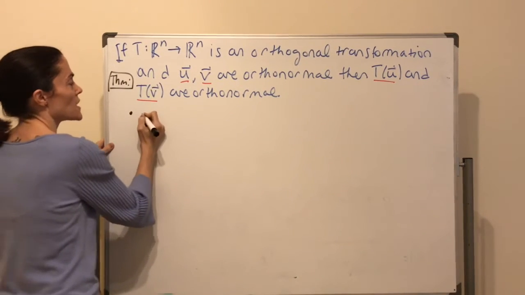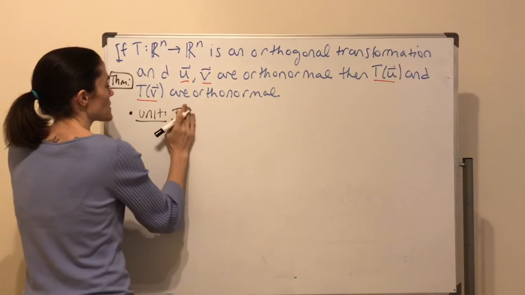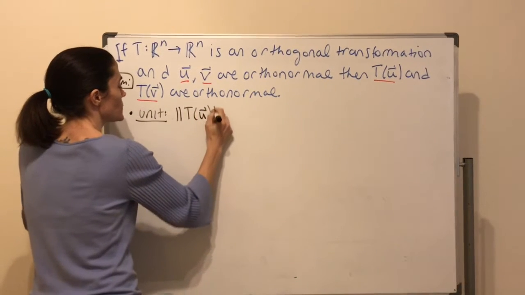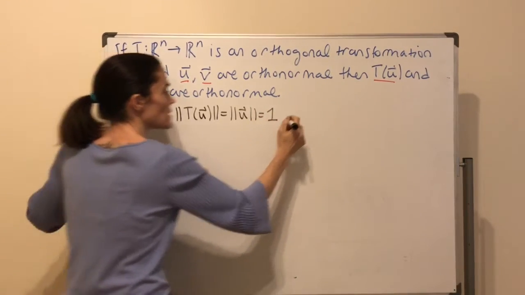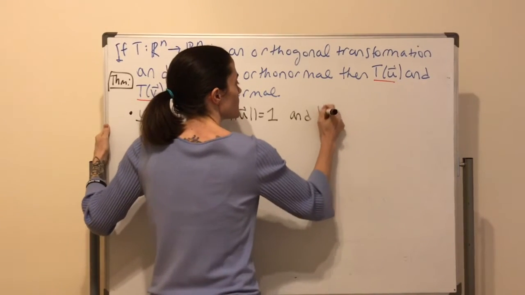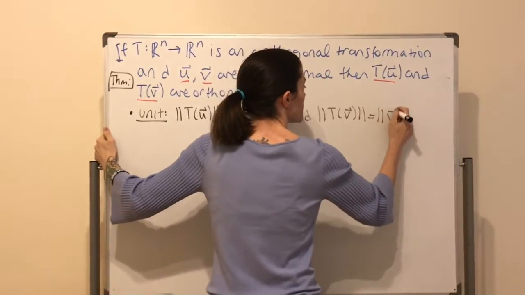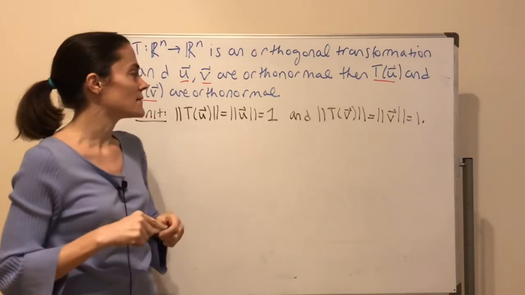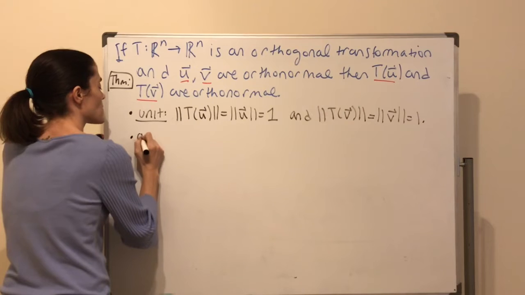Okay, well, why are they unit? That I will mention first. We know the length. This is the definition. The length of T of U is the length of U, which is 1, and similarly the length of T of V is the length of V, which is 1. That's our assumption that U and V are orthonormal. The next part is that they are perpendicular.